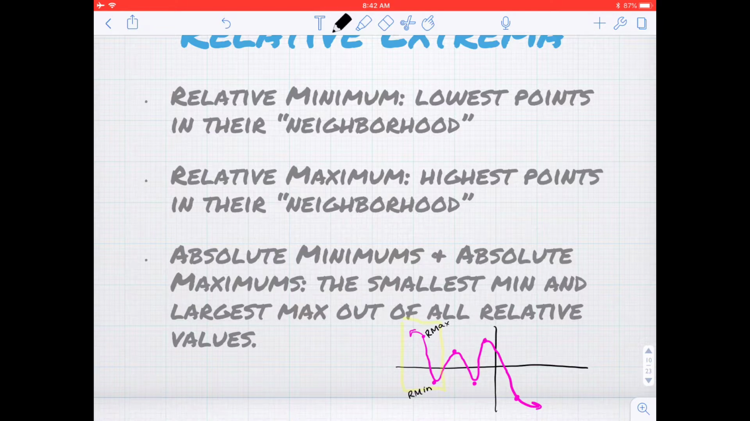And if I go to the next point, this seems like a high point, so I'd call that a relative max. Here's another high point. But the rest of my points all seem like lower points. And so you can see, again, I have multiple maximums and I have multiple minimums based on their neighborhoods.